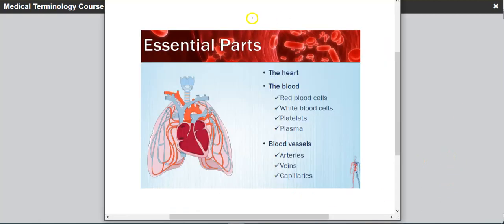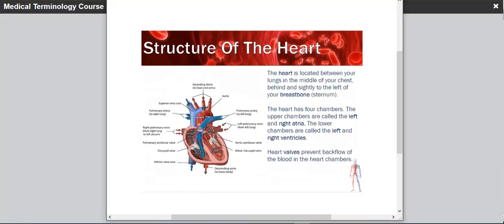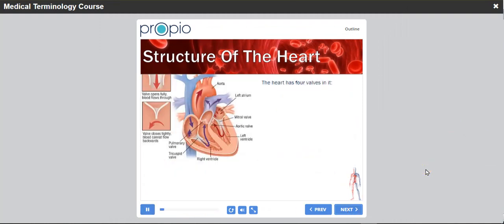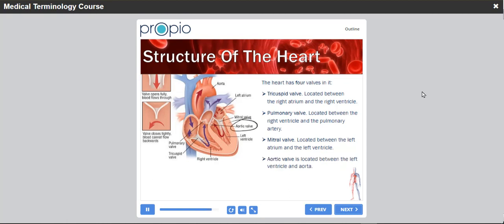Heart valves prevent backflow of the blood in the heart chambers. The heart has 4 valves in it. They are the tricuspid valve, located between the right atrium and the right ventricle. Pulmonary valve, located between the right ventricle and the pulmonary artery. Mitral valve, located between the left atrium and the left ventricle. An aortic valve, that is located between the left ventricle and aorta.